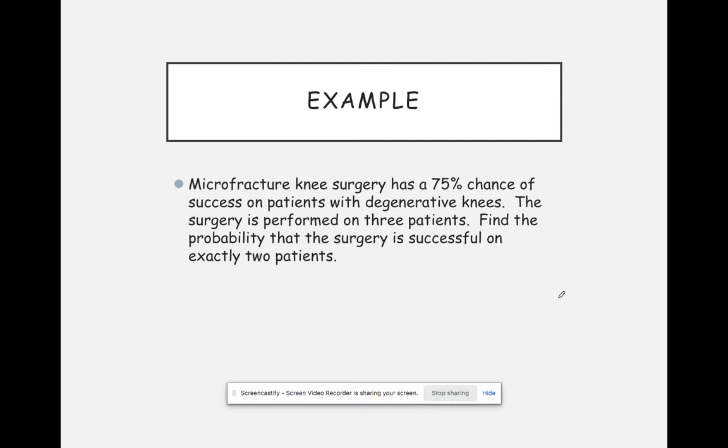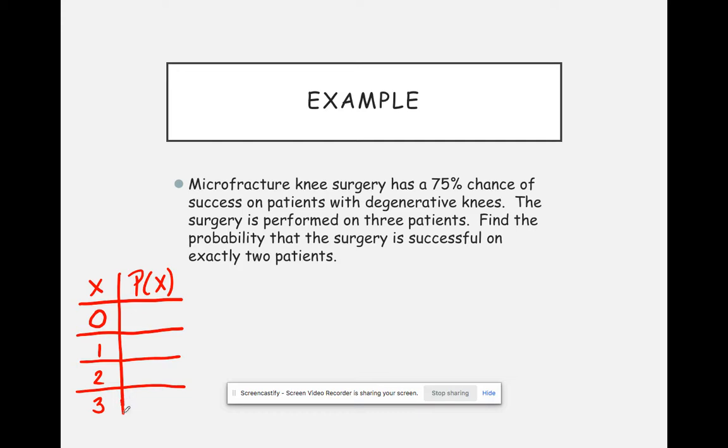So no changes here. In terms of the knee surgery, this is the same example that we just looked at. So if I want to look at what my distribution looks like, I can make a T-chart with my X values and then the corresponding probabilities. And so I have to think about what's happening here. I'm performing the surgery on 3 patients. So I could potentially see no successes. All 3 of those patients had an unsuccessful surgery. I could see 1 success, 2 successes, or 3 successes. I can't see any more than 3 successes because it's only performed on 3 patients.